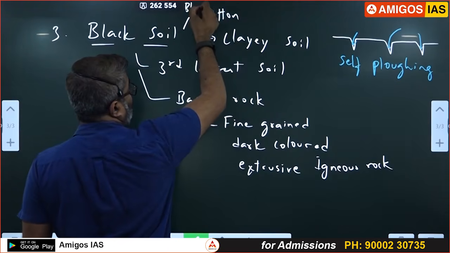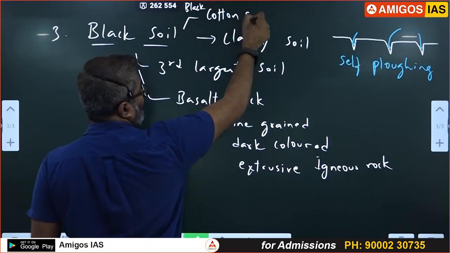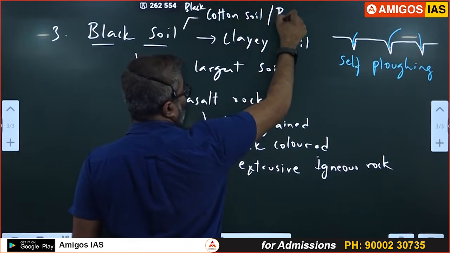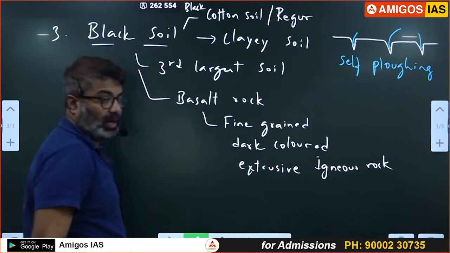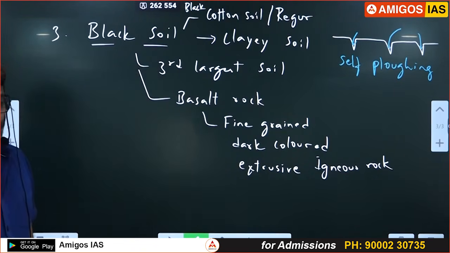Black cotton soil, in Maharashtra and all, we call it Regur. In Telangana, Andhra, the local name is Regur. This is the one. The local name of black cotton soil is Regur.